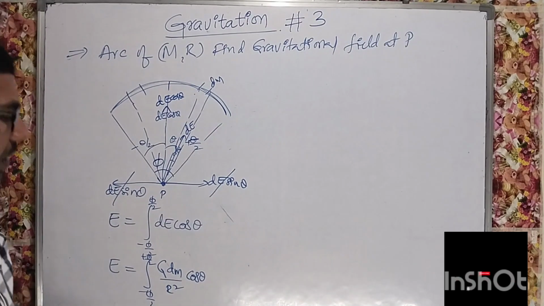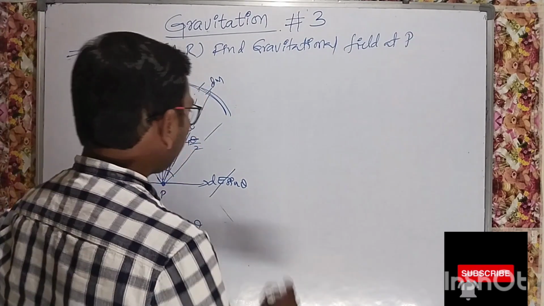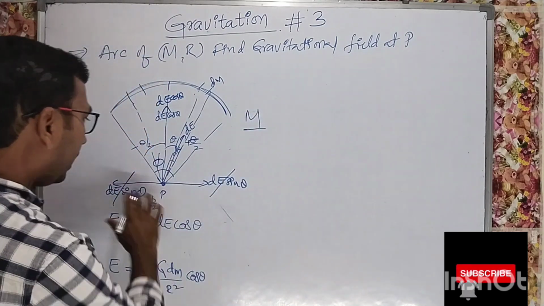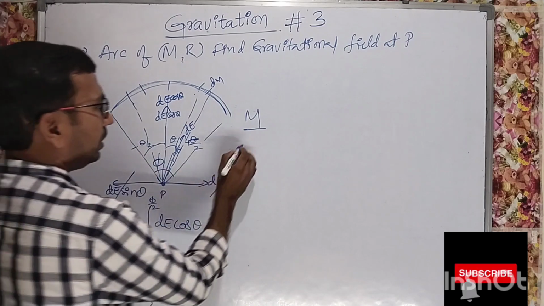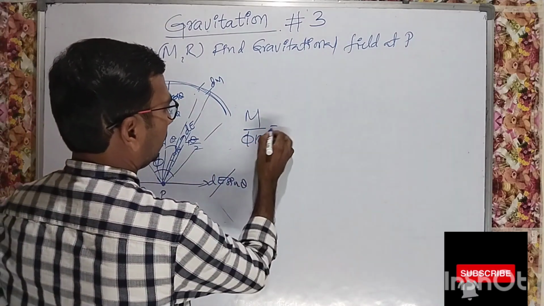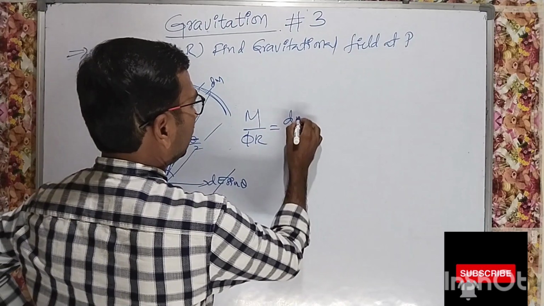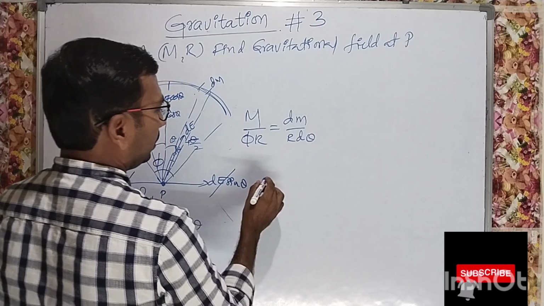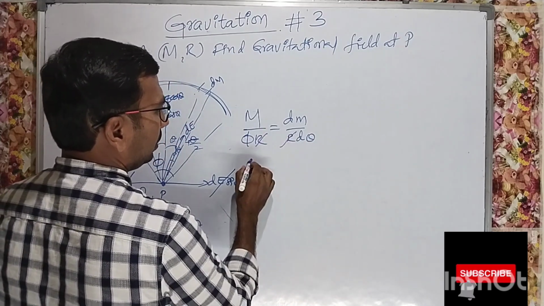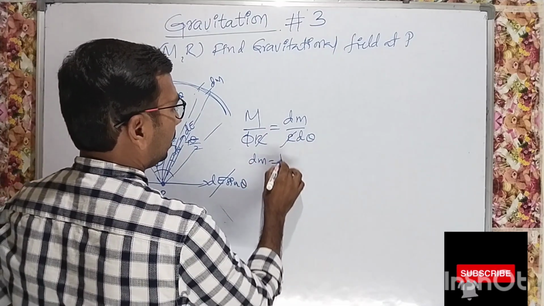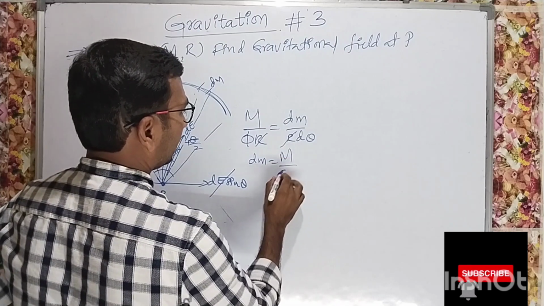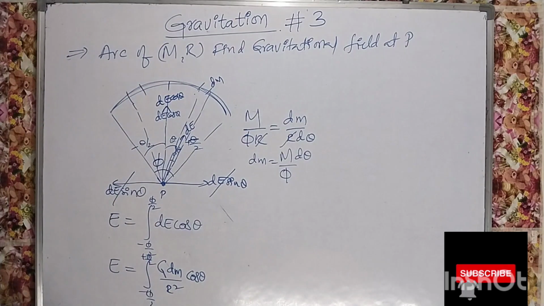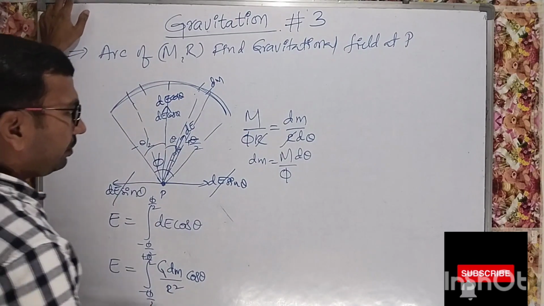So you can find out dm here. What is dm? Here total mass is M, and the angle is pi and radius is r. So pi r is equal to small dm by r d theta. So here this r cancels. So dm is equal to M by pi d theta. So substitute in place of dm.